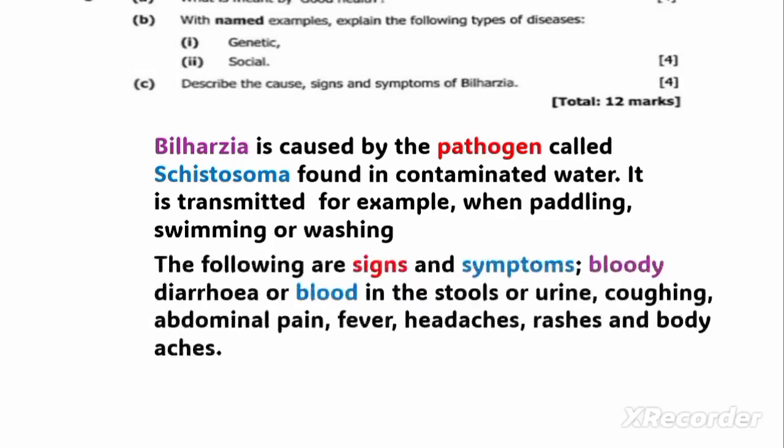The following are signs and symptoms: blood in the stools, or blood in the fecal matter, or blood found in the urine. These are signs and symptoms: coughing, abdominal pain, fever, headaches, rashes, and body aches. So these are some of the symptoms and signs of Bilharzia. So the first part of the question is carrying 2 marks. The second part of the question is also carrying 2 marks.